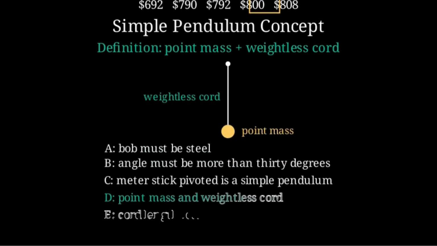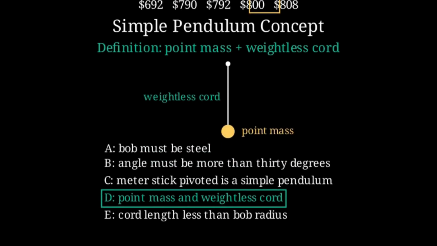Now, let's evaluate the choices. The correct statement is: a simple pendulum has a mass concentrated at a point, and it is suspended by a weightless cord.